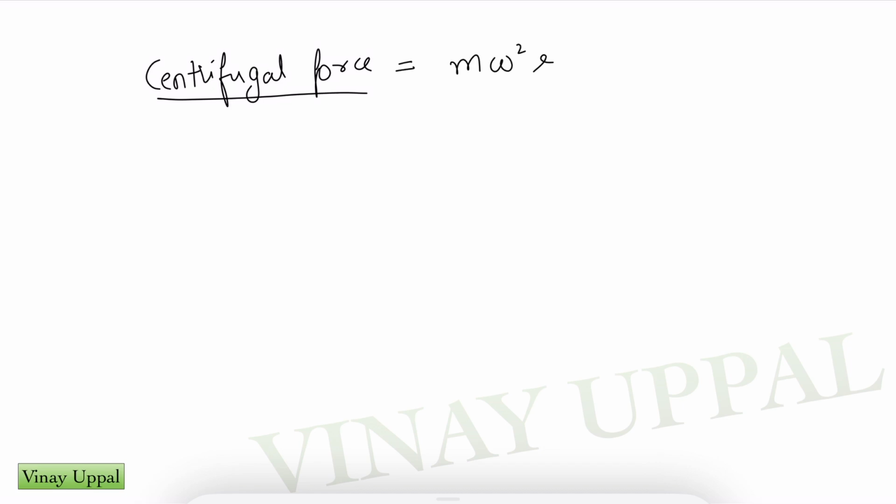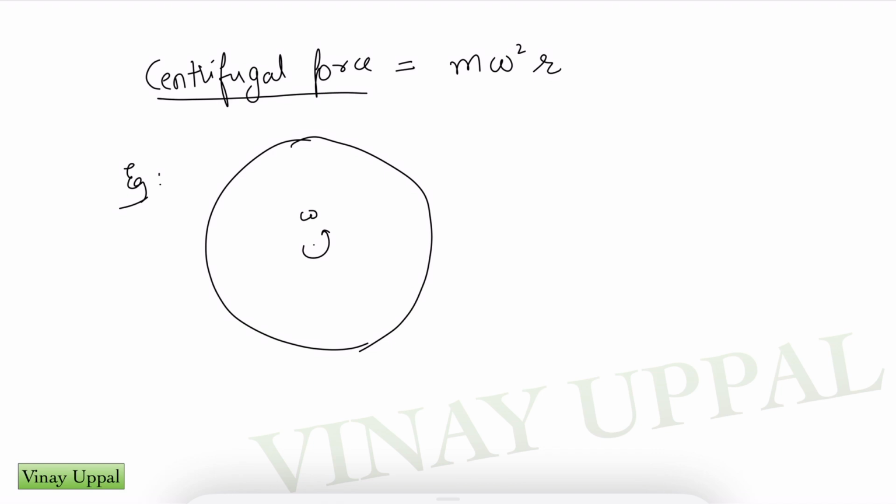Another example of a central force is the centrifugal force. The centrifugal force is given by m omega square r, where r is the distance from the axis of rotation. So for example, if I have a rotating frame, in that rotating frame, a particle is moving, let's say from point A to point B. Let's say this is RA and this is RB. So I want to calculate the work done by the centrifugal force from A to B.